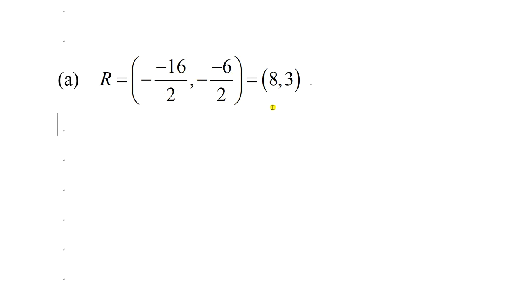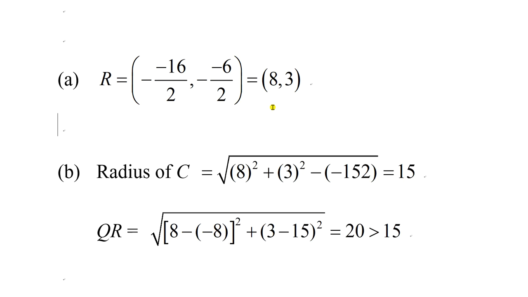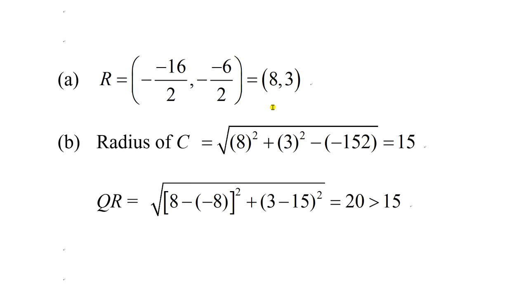And B, you need to prove that there's a point outside the circle. So, first of all, you find the radius of the circle, that is the coordinate of x squared plus the coordinate of y squared, and then minus the constant term, and then take the square root, that's 15. So the radius of the circle is 15.